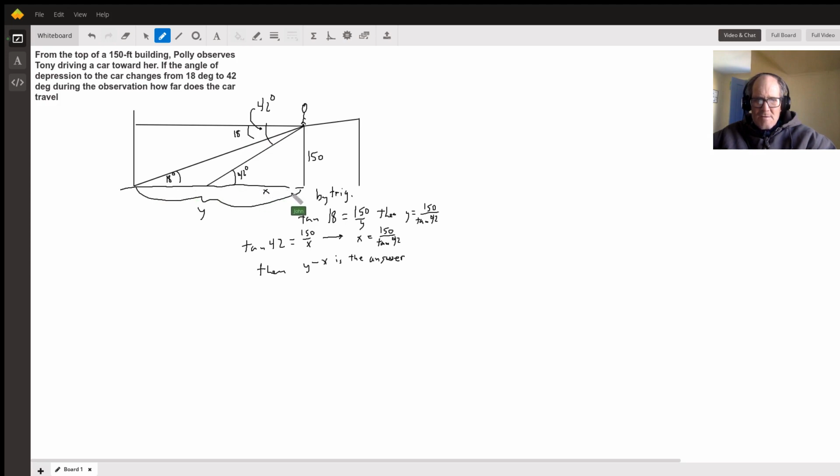So if you say tangent of 18 degrees, opposite over adjacent, 150 over Y, multiply the Y out and divide the tangent 18 out. Oops, I've made a mistake there. And so this should be tangent 18. And that'll give you what Y is. And then set up the same thing, tangent 42 is 150 over X, so X is 150 over tangent 42.